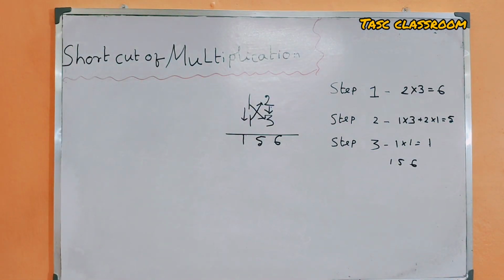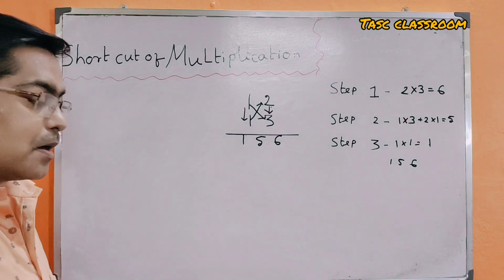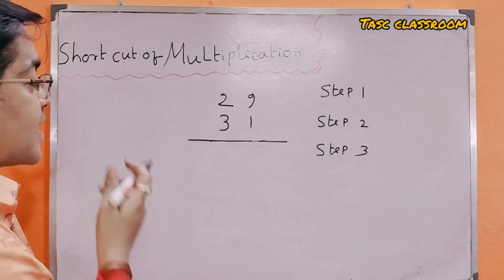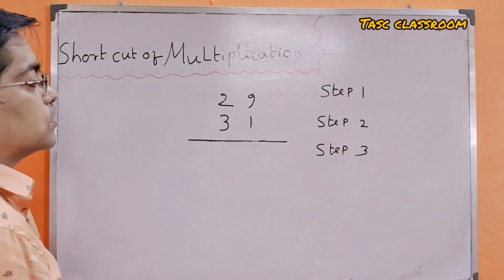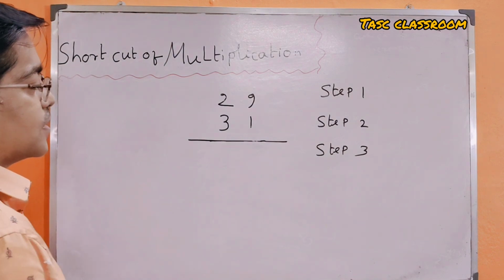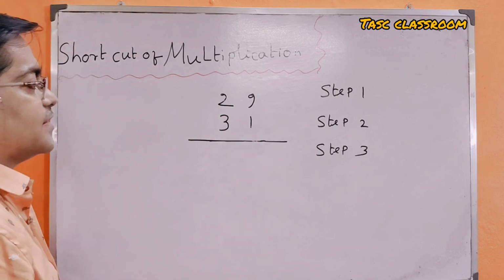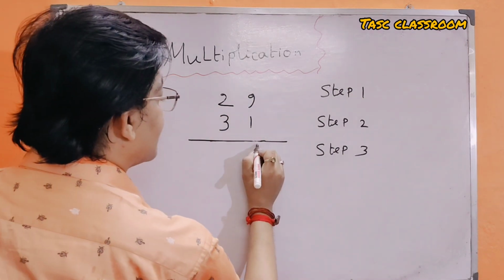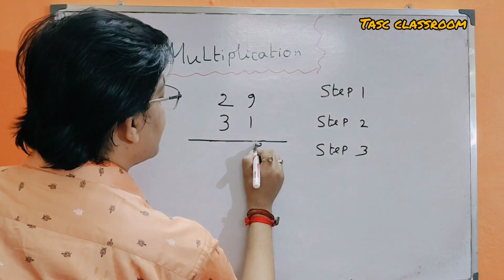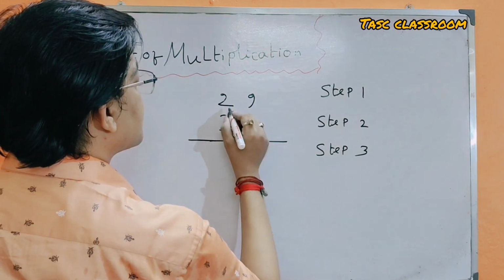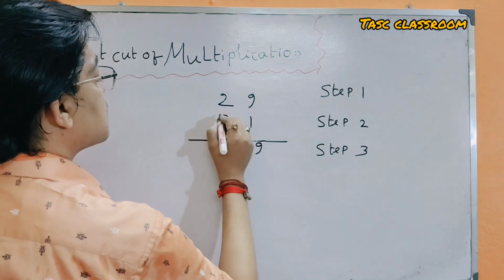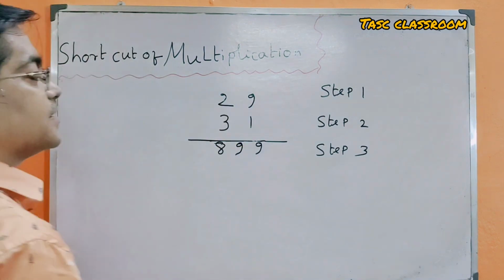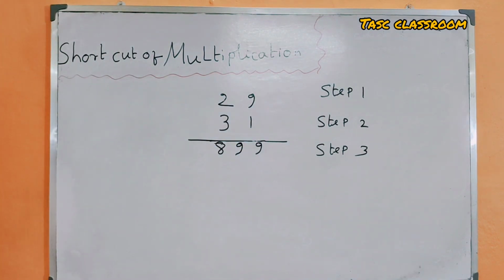We take another example of multiplication. Another example of 2 by 2 multiplication. 29 is multiplied by 31. The answer will be 899.